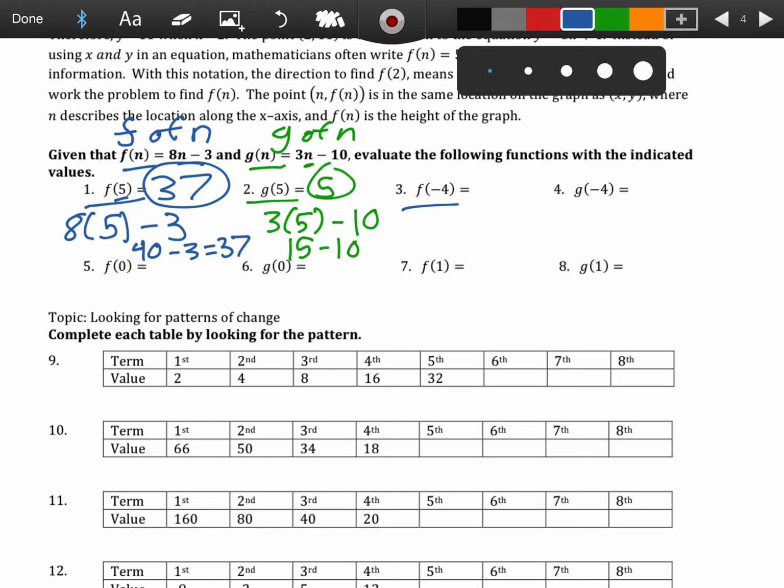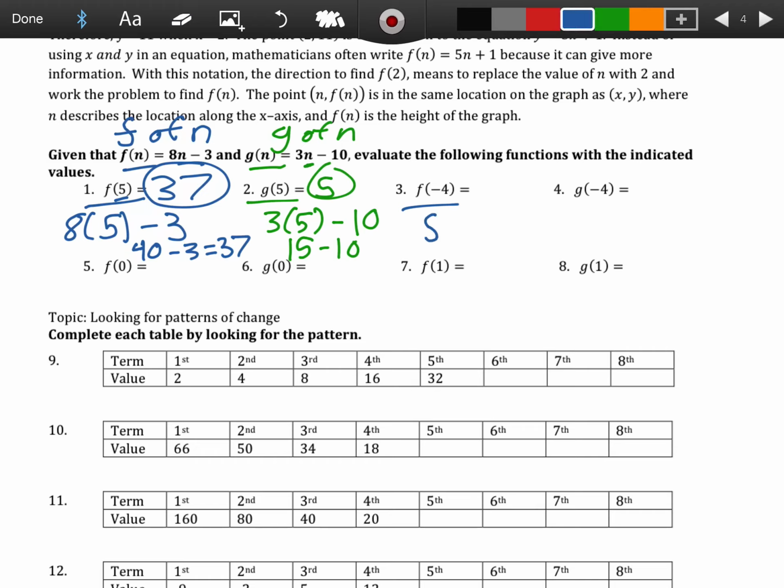You may want to try this last one and then compare and contrast. See what I did, see what you did, see if it matches up. That's a good way to check yourself to make sure you know what's going on. Did you pause the video? Did you try this? I hope you did.